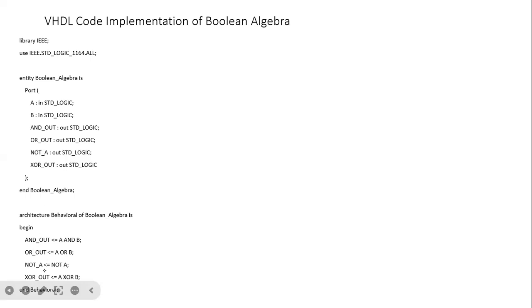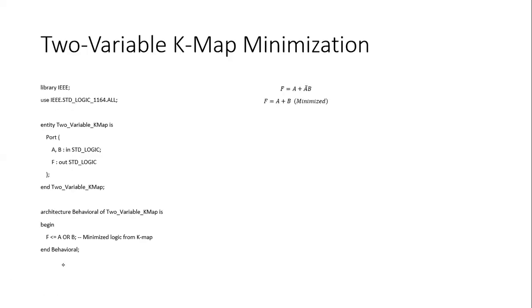Then we have the architecture. So AND output is the same as this. We have declared it. We've declared all of this. Then we end that. Okay. Now the next thing is K-map. Okay, fine. For K-map, we have the 2-variable K-map, 3-variable K-map, and 4-variable K-map.